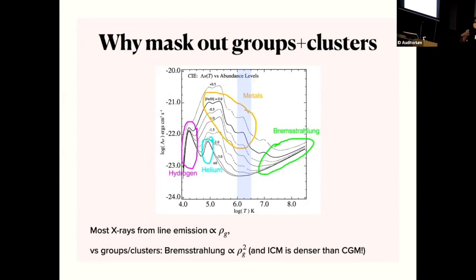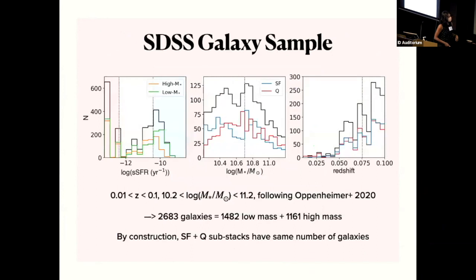And so this is why my group insisted that we would really like to mask out all the groups and clusters very generously before we proceed with our analysis. And that's what we did. This is our SDSS galaxy sample, sort of a distribution of properties. I will note, so basically we split the stack into low mass and high mass. This is basically following Ben Oppenheimer's 2020 choices, just so there's already a detailed theory paper about this, and we're just going to make the same choices. So low mass and high mass.